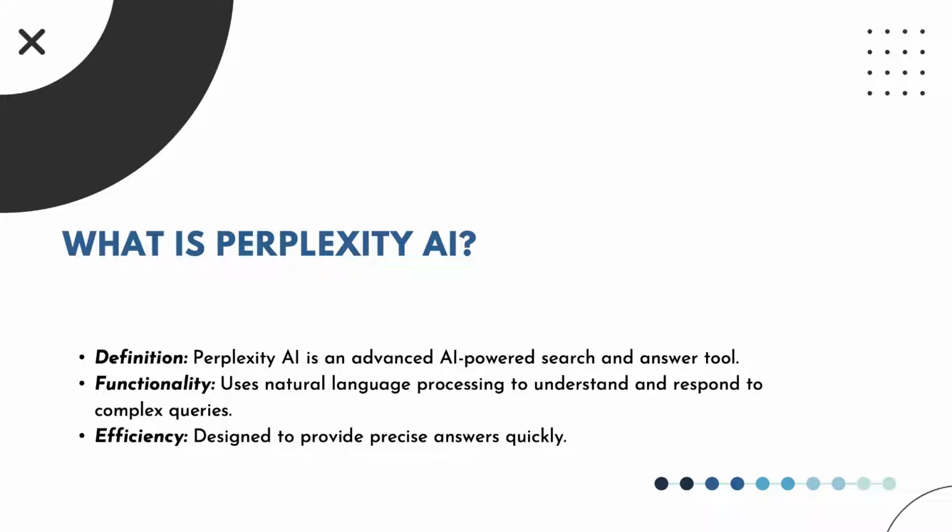So what exactly is Perplexity AI? It's an AI-powered search tool that cuts through the turbulence of traditional search engines. By leveraging natural language processing, it understands your questions and delivers precise, relevant answers fast. Think of it as an autopilot for your information searches.